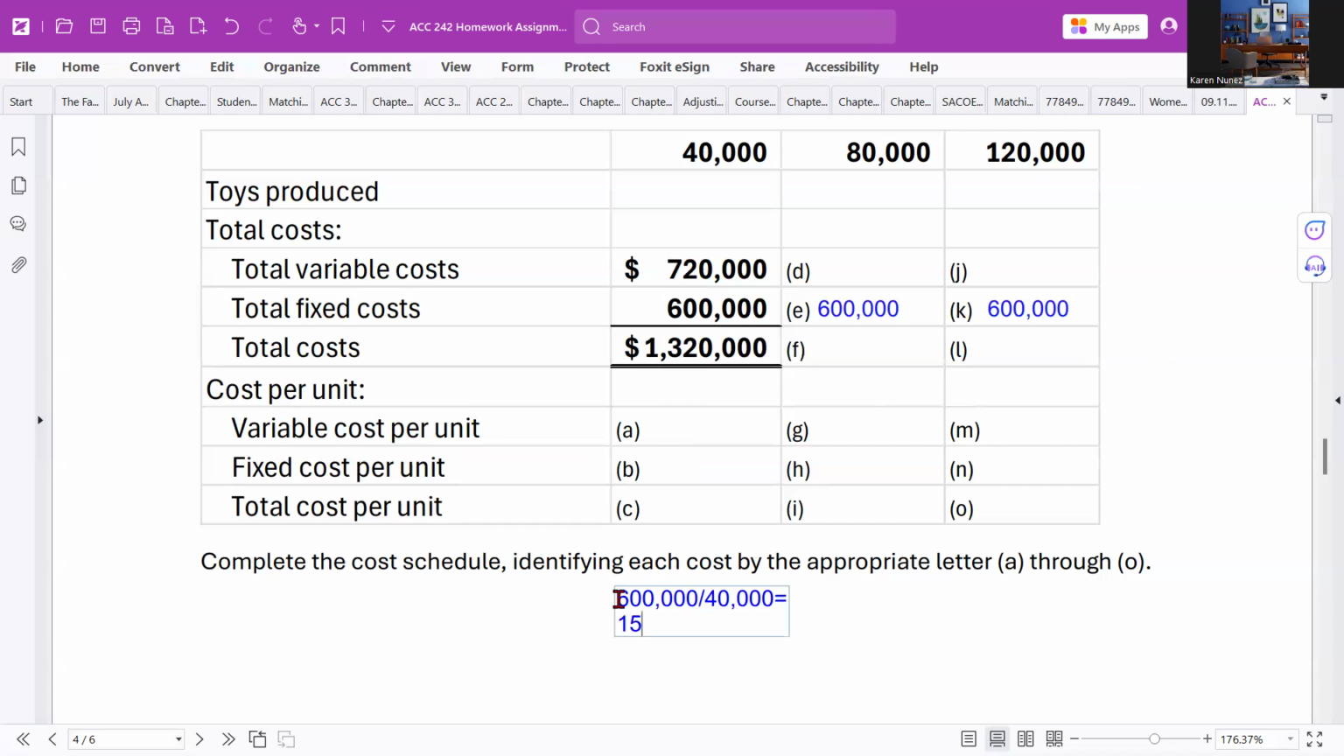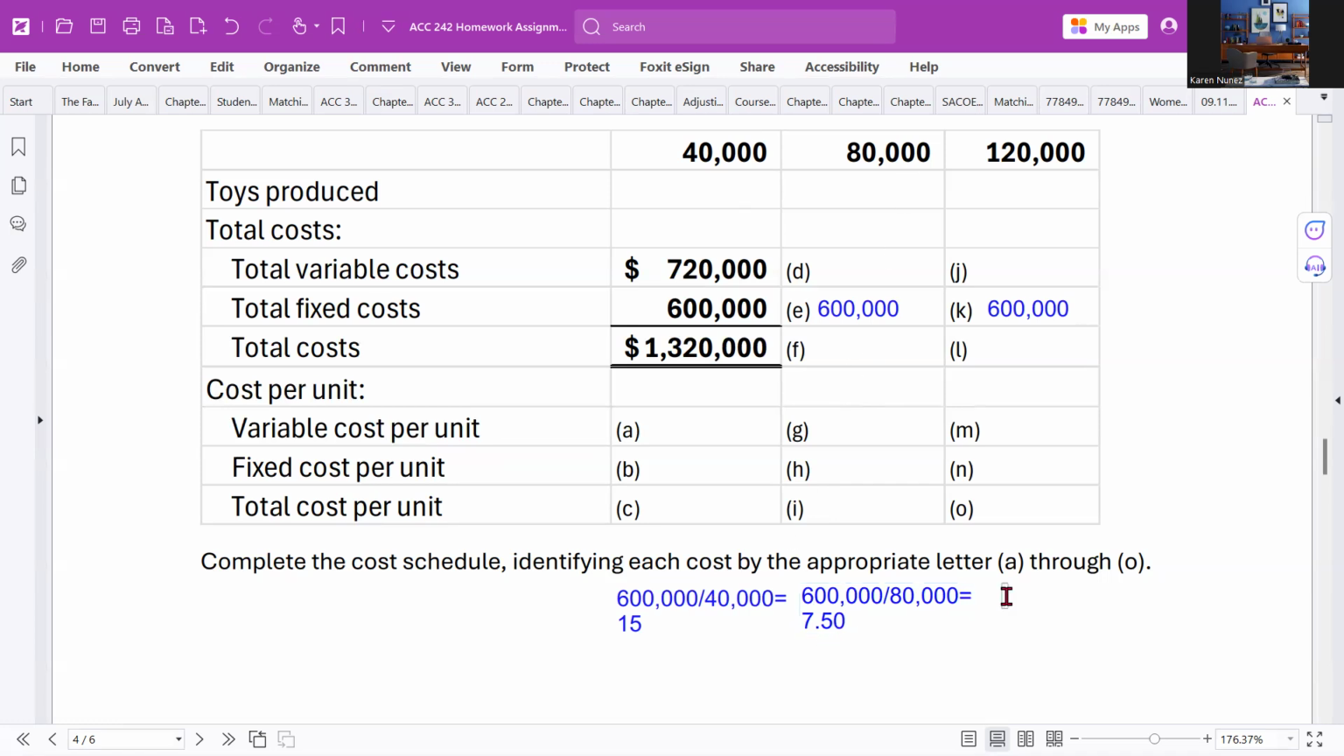So the fixed costs on a per unit basis are $15 here when we produce and sell exactly 40,000 units of product. I'm going to go ahead and calculate all of them, and then I'll fill them all in above. So 600,000 is the fixed cost when we produce 80,000 units, right? So again, we can determine what that unit cost is. It's $7.50, right? So when we produce 40,000 units, it's $15 a unit. When we produce 80,000 units, it's $7.50 a unit.